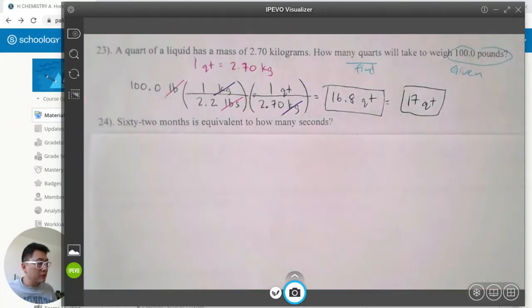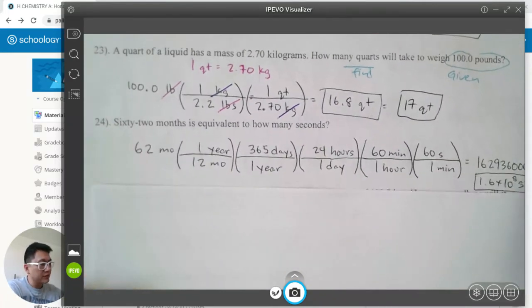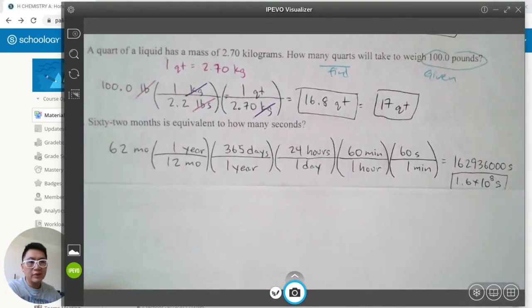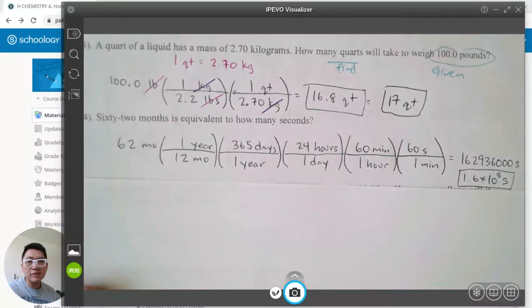Question number 24. 62 months is equal to how many seconds? 62 months is equivalent to how many seconds? So that's question number 24. Let's answer that. 62 months is equal to how many seconds?